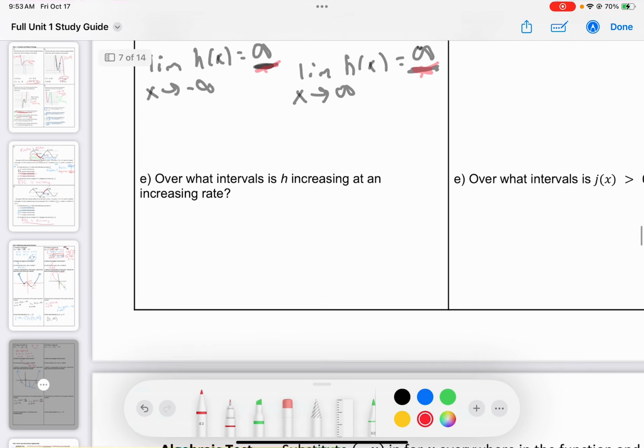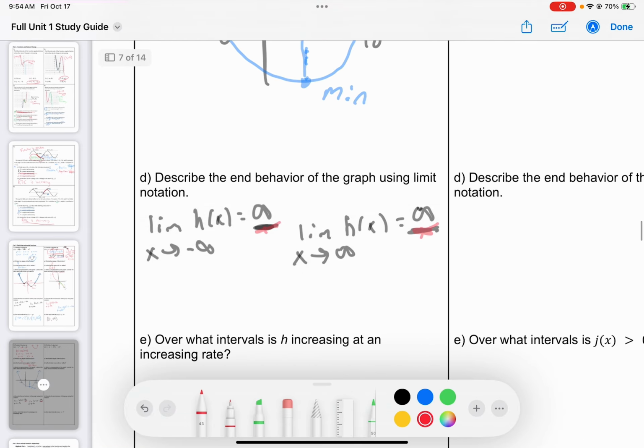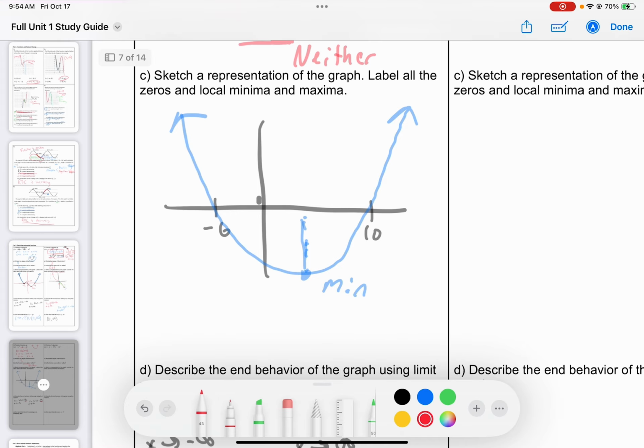All right, over what intervals is h increasing at an increasing rate? So, where is h increasing? That means where is h going up? Well, it starts right here. Well, we do need algebra 1 for this.